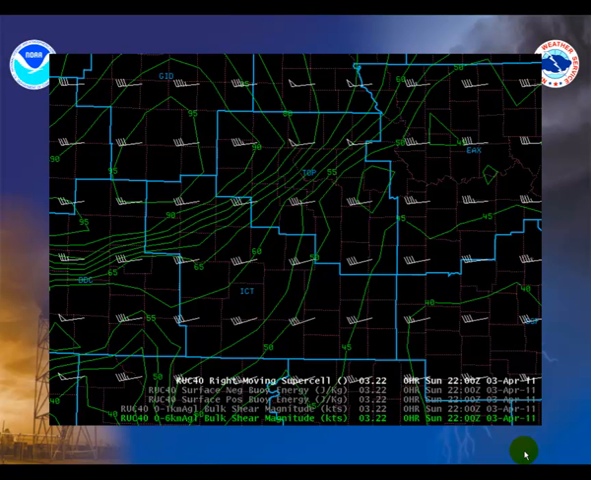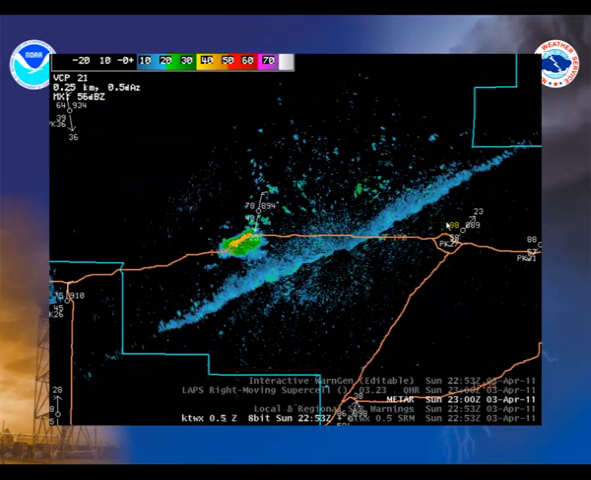On this panel of environmental data, we have the right-moving supercell vectors at 22Z from the RUC analysis showing east-northeast at about 45 knots. And we have the 0-6 kilometer bulk shear magnitude on here as the contours in green, and that's about 45 to 60 knots in the area that we're going to be concerned with. So definitely a supercell type environment.